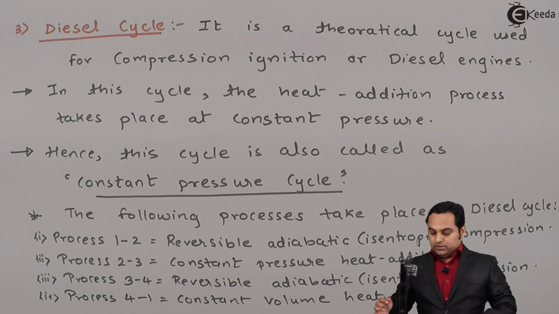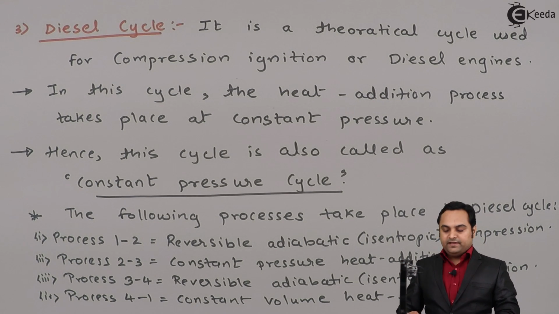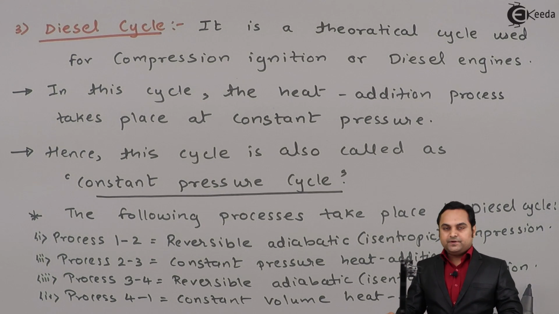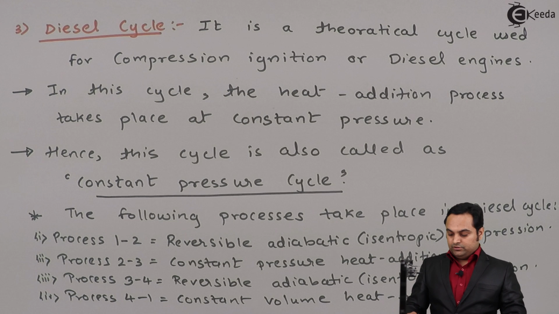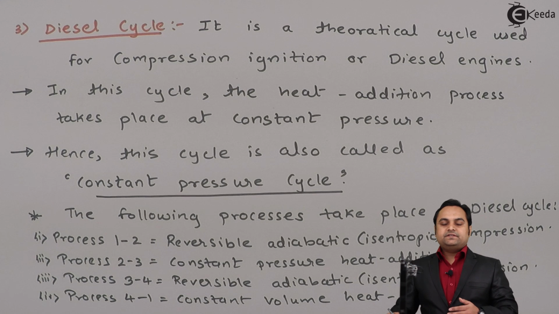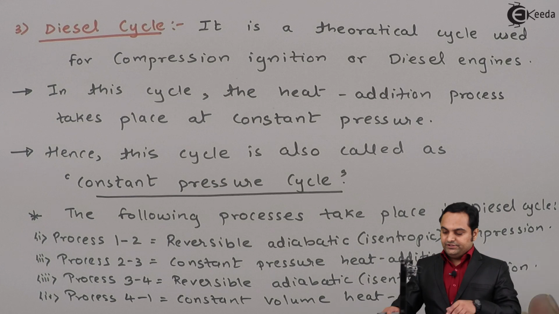So now, as we have seen here, there are 4 processes in case of diesel cycle. The first one, process 1 to 2, is reversible adiabatic, also called as isentropic compression. Entropy remains constant here. Process 2 to 3 is constant pressure heat addition. Process 3 to 4, reversible adiabatic, that is isentropic expansion. And process 4 to 1, constant volume heat rejection. Now these are the 4 processes. Next, I'll show all these 4 processes on PV and TS diagram for the diesel cycle.